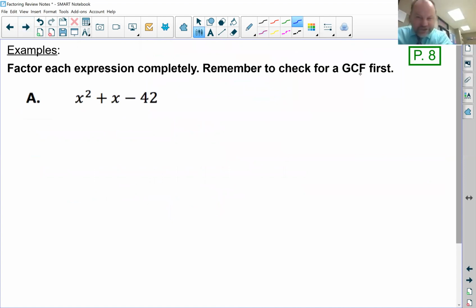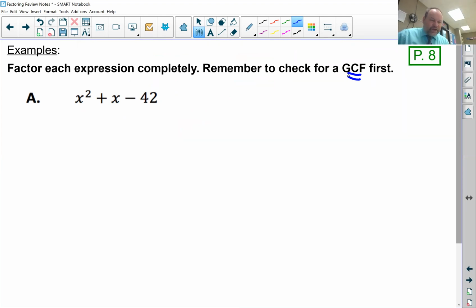Remember to check for a GCF first. If you leave a greatest common factor in the problem, one, you're going to have some messy numbers to work with, and two, your answer is not going to be correct. The factoring methods don't work if we have a common factor that isn't factored out first.